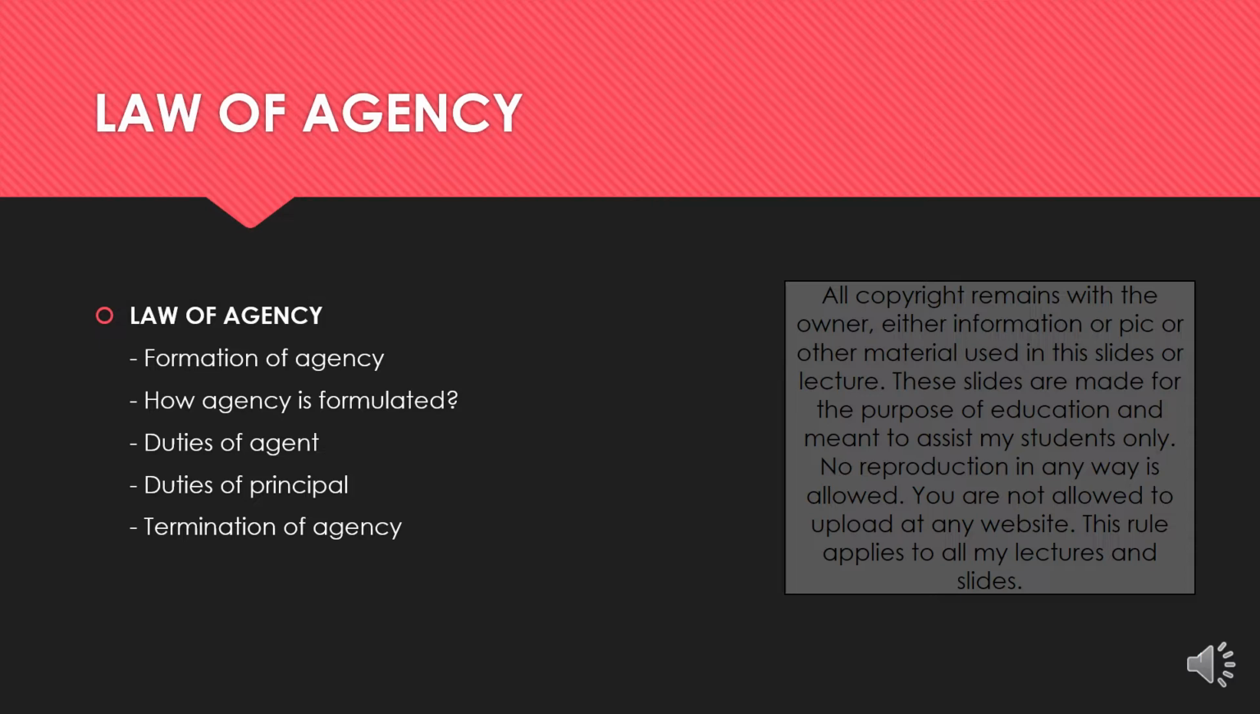Okay, today we will continue with our lecture on the law of agency. There are a few parts that we will cover: formation of agency, how agency is formulated, duties of agent, duties of principal, and termination of agency. This is what we cover under the law of agency.